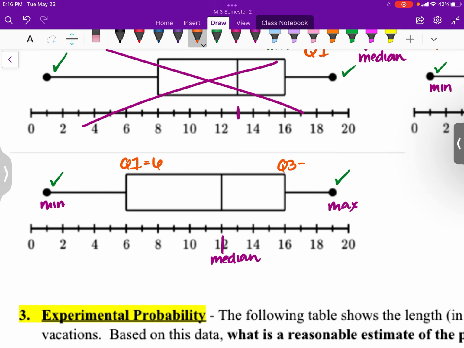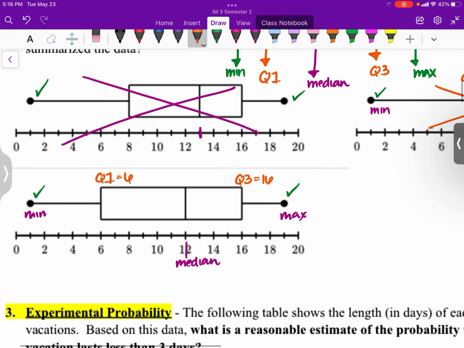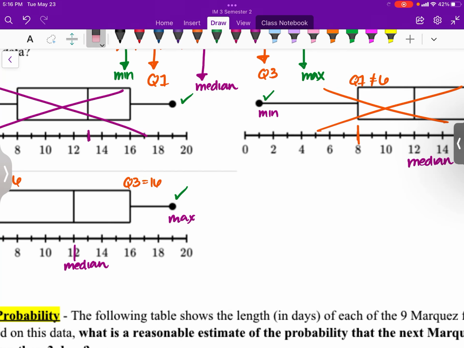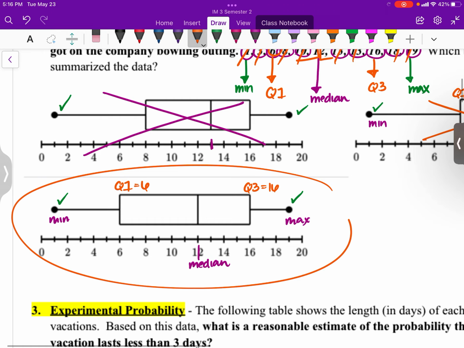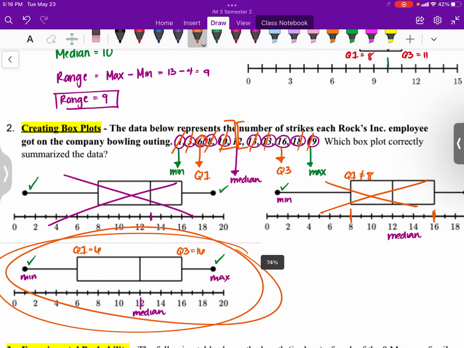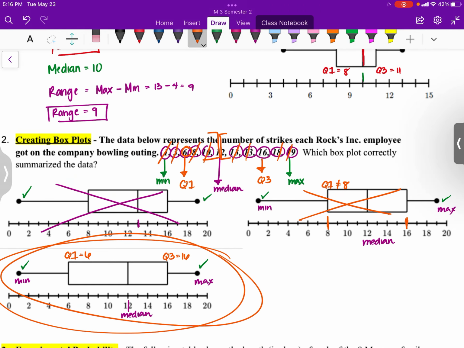This one would be the one where the Q1 is 6 and the Q3 is 16. So that is a check. Let me change this one over here to an 8, and that's not the one we're looking for. So our answer on this one, guys, is this one here. So that's creating a box plot.